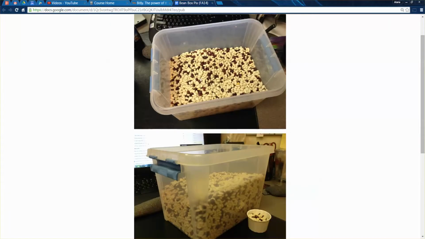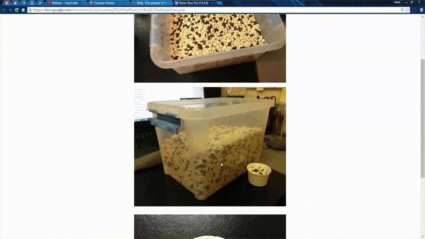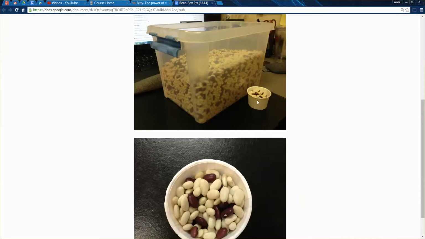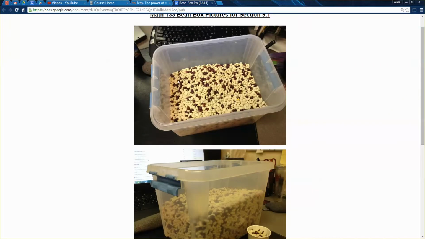I have these pictures from right on my desk, right here where I'm making this video. And this is a box full of beans. And there's the white beans and the red beans. And then there's our scoop. You can see how little the scoop is in comparison to the box.